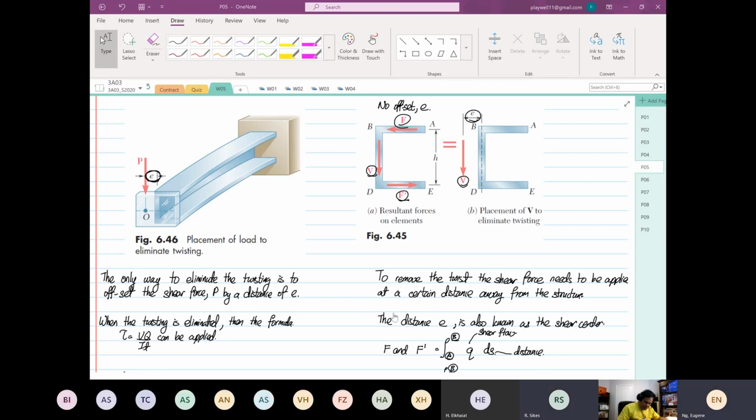So Eugene, in thick wall sections, there is actually bending. It's just negligible, right?